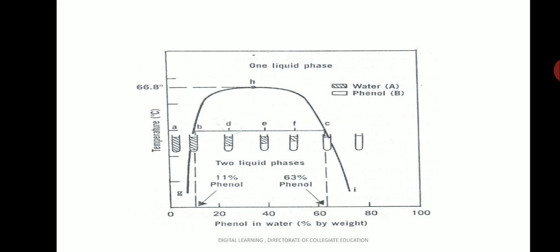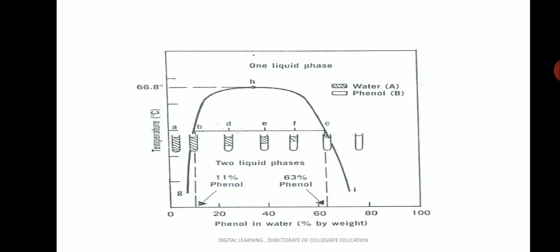The variation of mutual solubility of water and phenol with temperature is shown in the temperature-composition curve on the screen. Point A is the system containing 100% pure water. That's shown to the left in the figure. Addition of phenol to water will result in the formation of a single liquid phase until point B is reached. At point B appears a second phase: phase A, the water-rich phase containing 11% phenol, and phase B, the phenol-rich phase containing 63% phenol.